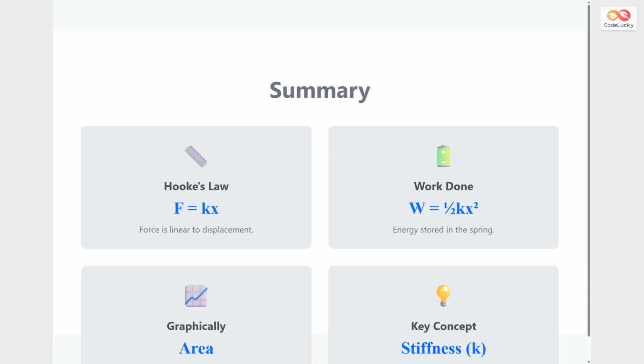To summarize, Hooke's law tells us that force equals K times X because force changes with distance. We used calculus to find that the total work done to stretch a spring is 1/2 kx squared. This is equivalent to finding the area under the force displacement graph.